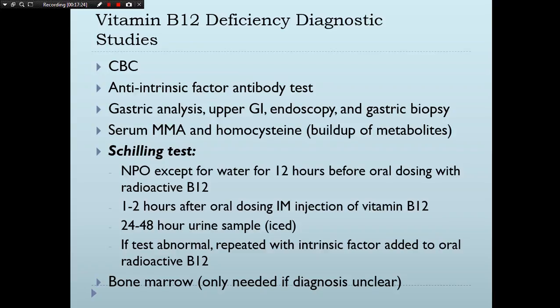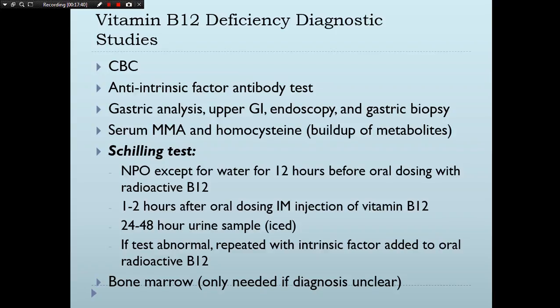Patients who have vitamin B12 deficiencies, especially pernicious anemias, are at risk for cancer. So we might at some point need to do a gastric biopsy or endoscopy procedures.